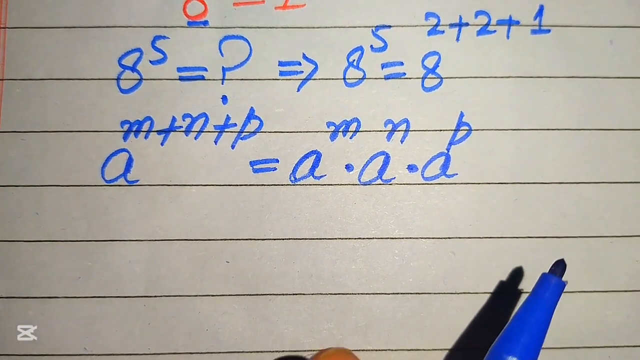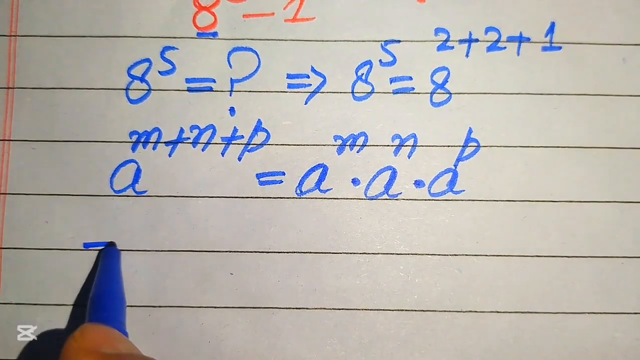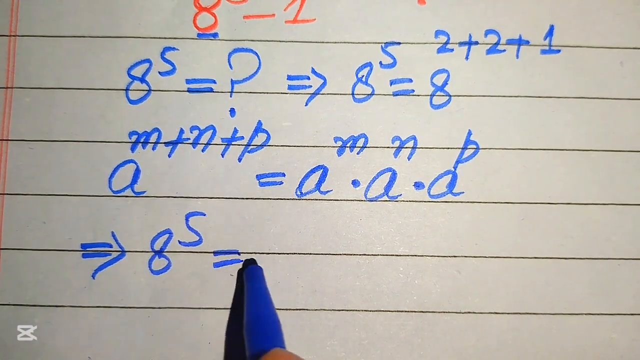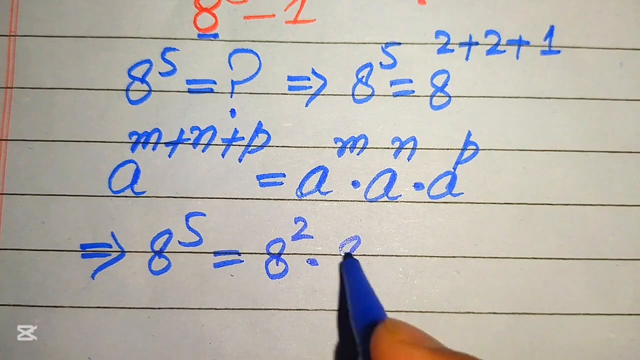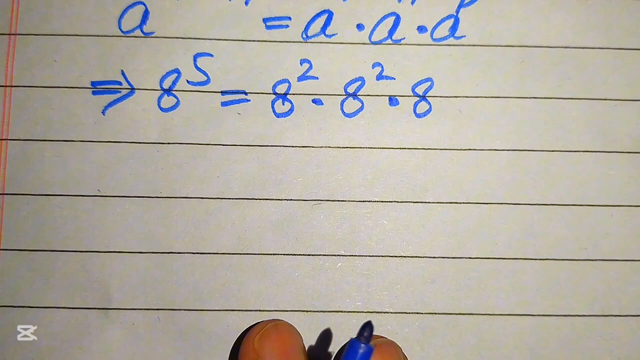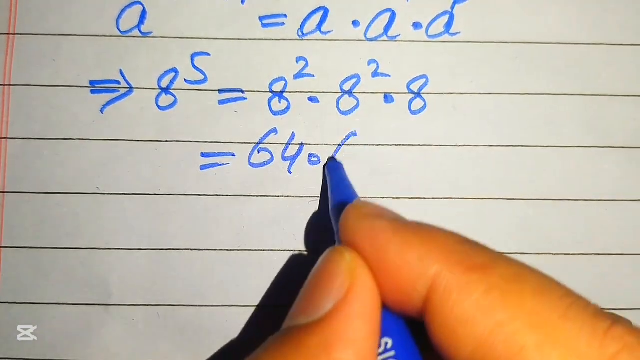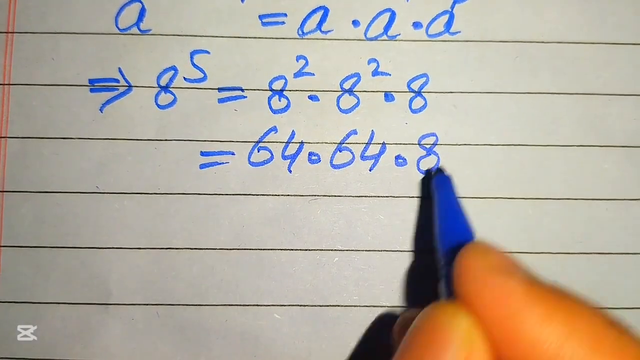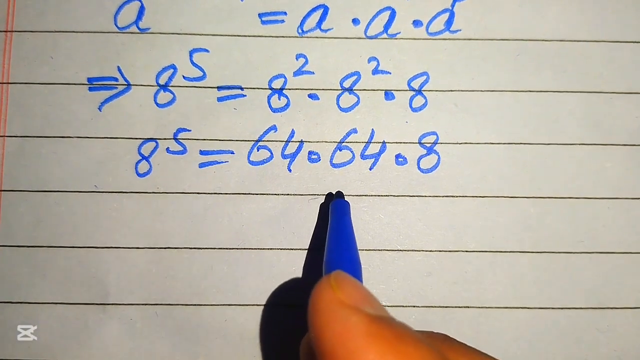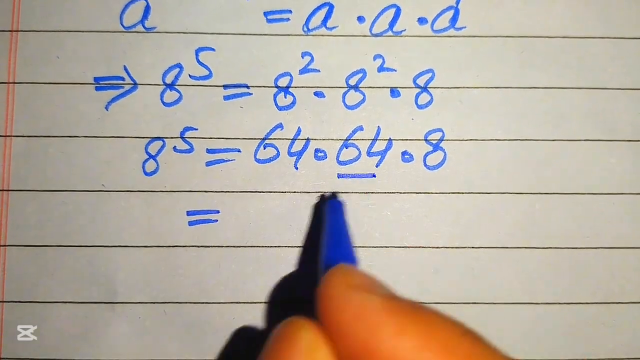According to this exponent law, we break the exponents, and it will be written as 8 to the power of 5 is equal to 8 squared multiplied by 8 squared multiplied by 8. We know that 8 squared is equal to 64, and this 8 squared is also 64, and this is our 8. First we multiply these two bigger numbers, and at the last we multiply the resulting answer with this 8.